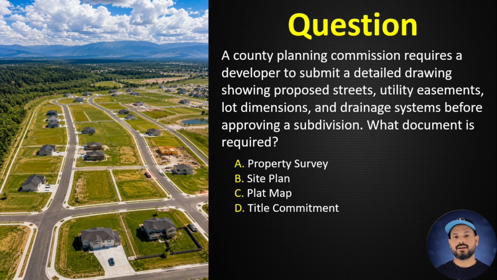Question number 15. A county planning commission requires a developer to submit a detailed drawing showing proposed streets, utility easements, lot dimensions, and drainage systems before approving a subdivision. What document is required? A. Property survey. B. Site plan. C. Plat map. D. Title commitment. Correct answer: C. Plat map. A recorded plat map illustrates the layout of lots, streets, and easements.